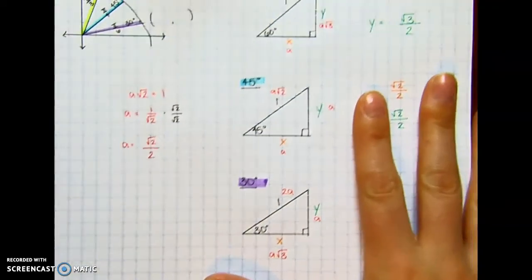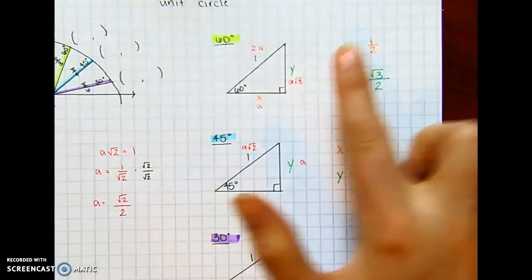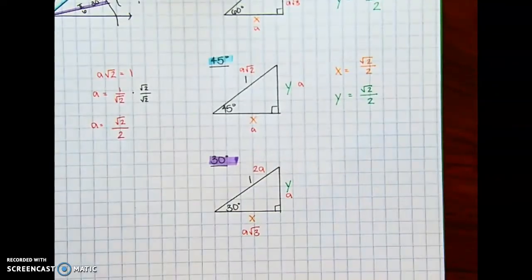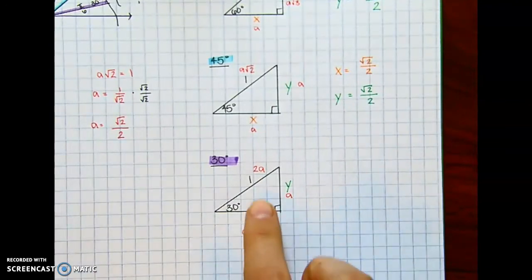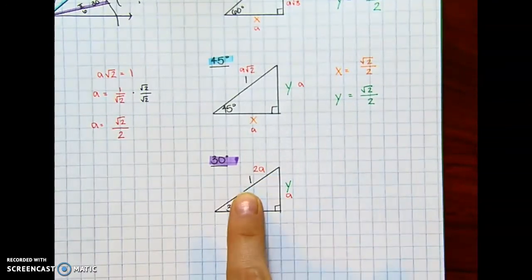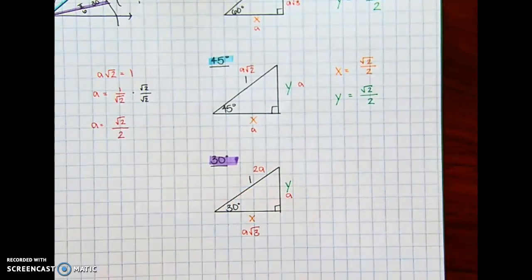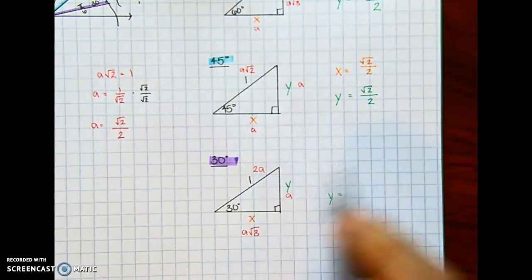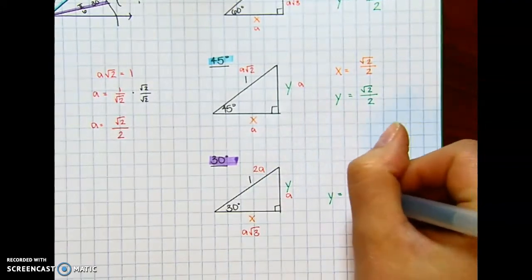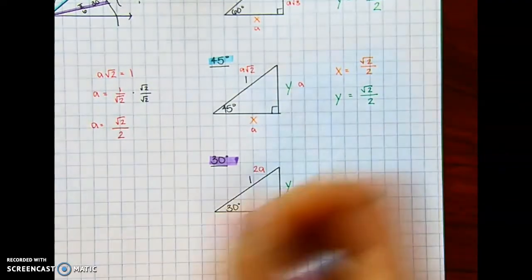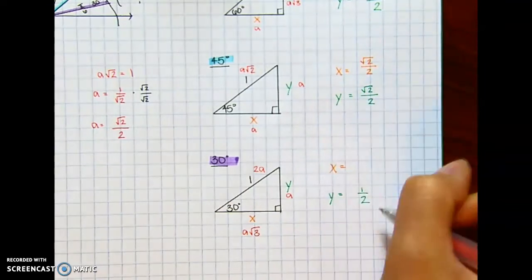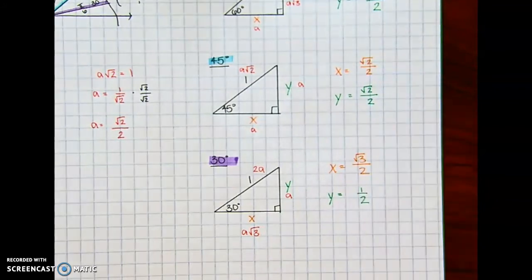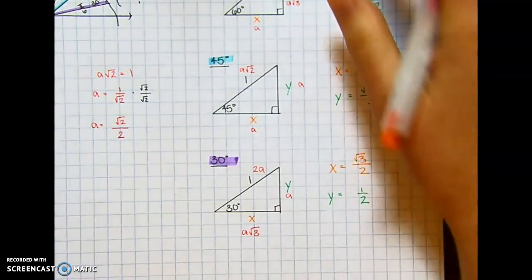And you can think about it one of two ways. First way is just the opposite of this, because these are just changed. Or you can just solve again. If 2a is equal to 1, then a, or y in this case, will be half of that. So y is going to be equal to 1/2. And our x distance will be 1/2 times root 3, or root 3 over 2. So those are the coordinates.